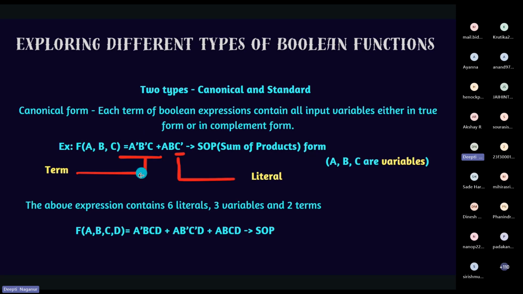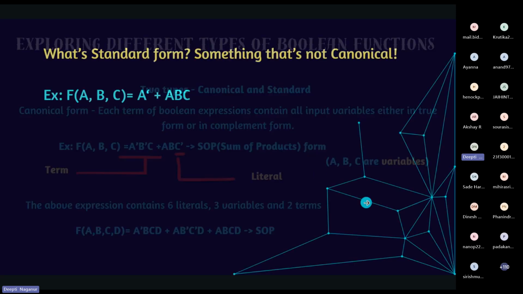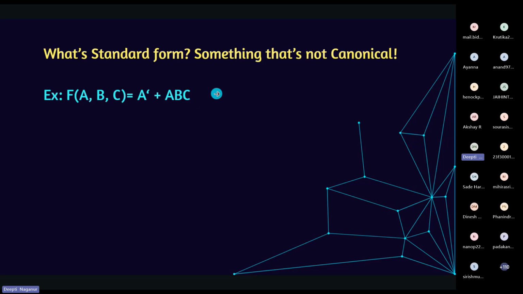So in each term, you have A, B, C. What if it's just AB without C? Then it becomes a standard form. So this is the definition. What is standard form? Something that's not canonical. An example is, as I said, A prime plus ABC. So while the second term has all the three variables, the first term doesn't have B and C, and it has only A.